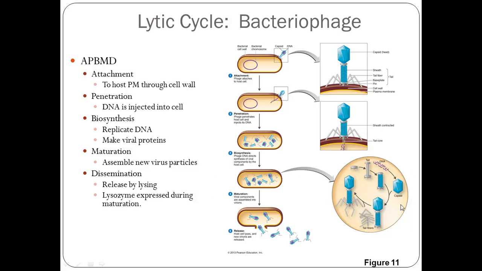So that's what this picture is showing you here. We have the proteins and we have the DNA. So we're going to go ahead and put it all together and make another bacteriophage. And then finally, dissemination, which is release. And it's usually released by lysing the cell. Phage lysozyme is going to break the cell wall. So this virus is going to tell the bacteria, go ahead and make lysozyme. And when that enzyme is expressed during maturation, it causes the cell wall to break open and hence lysing the cell.